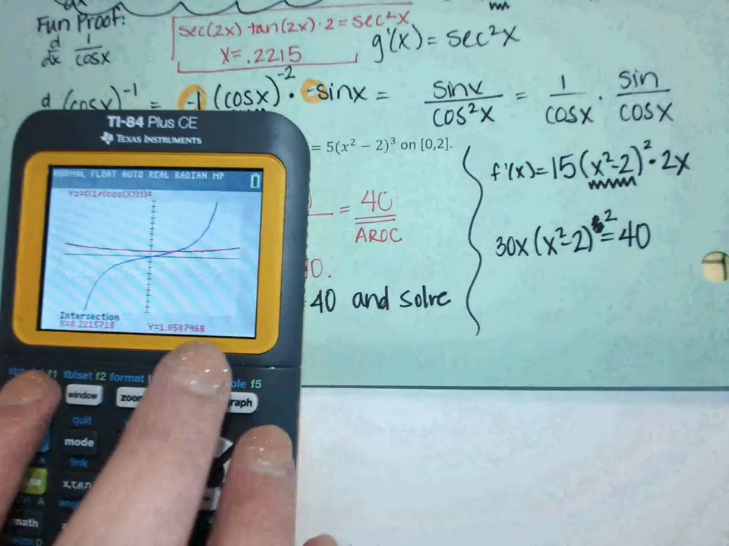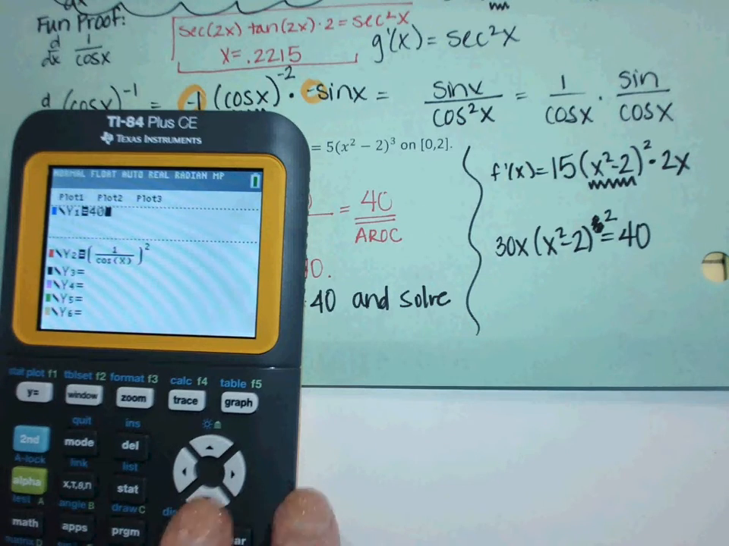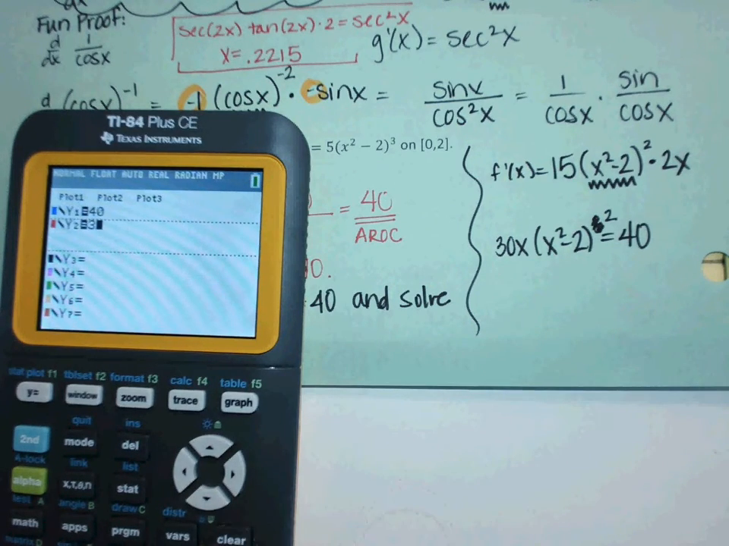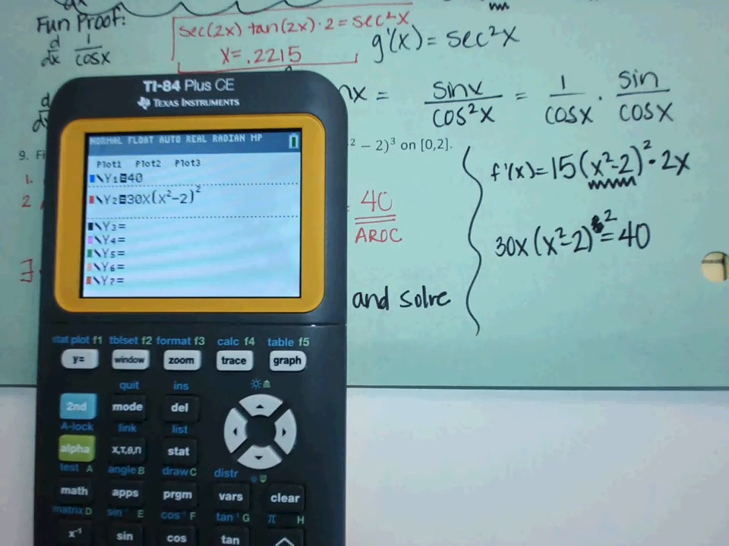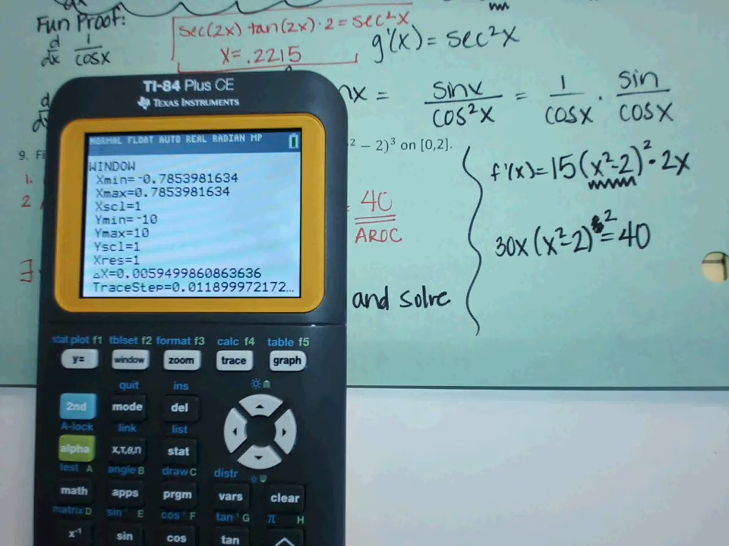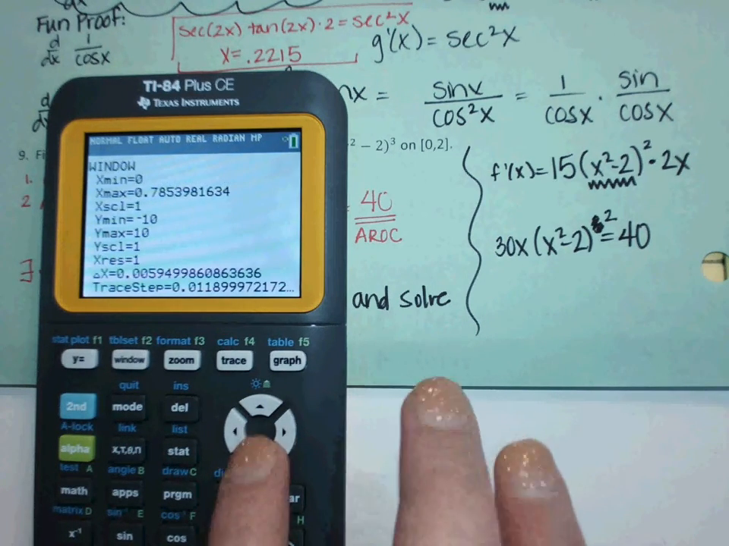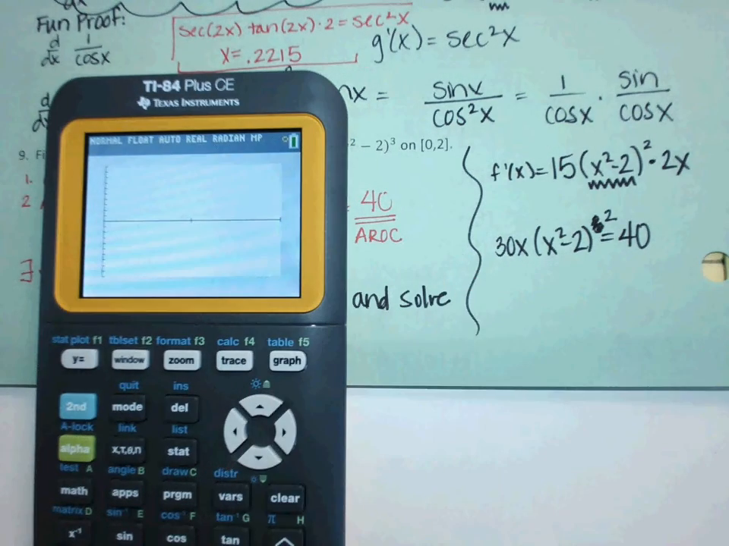So you may want to restrict your domain. So I'm typing in 40 as my y1, and I'm typing in 30x, x squared minus 2 squared. Boom. Just like that. Like y1 and y2, doesn't matter. Okay, now when I adjust my window, I'm going to go from 0 to 2 as I said. Then I hit graph and my 40 line never shows up. Why is that? It's way up there.